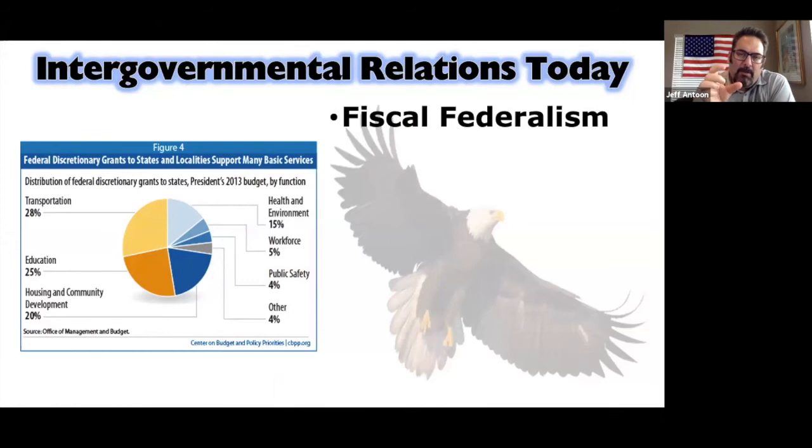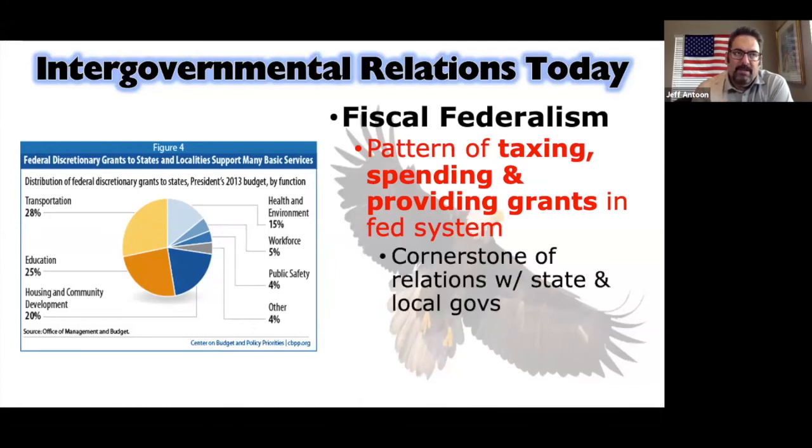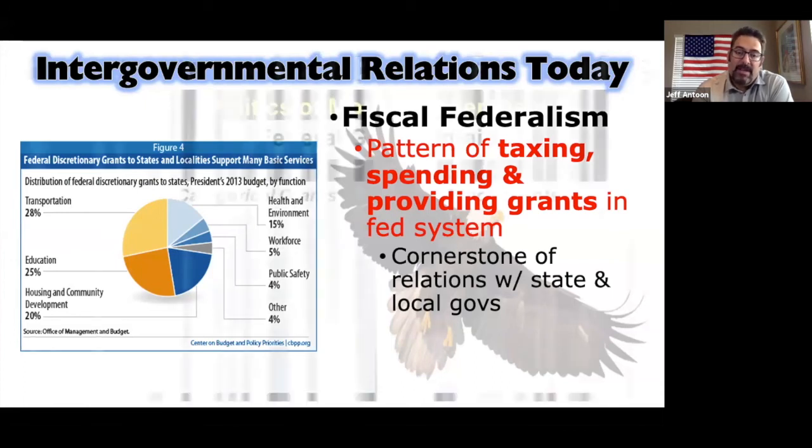We're now going to talk about the monetary side of things and how the states and federal government get along. It's really called fiscal federalism, fiscal being money. It's defined as the pattern of taxing, spending, and providing grants in the federal system. It's the cornerstone between the states and local government and the federal government. And that's how they kind of get along here.